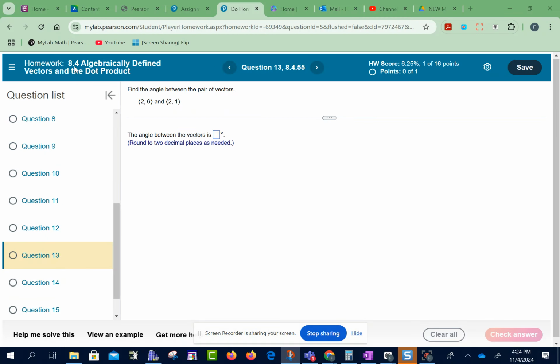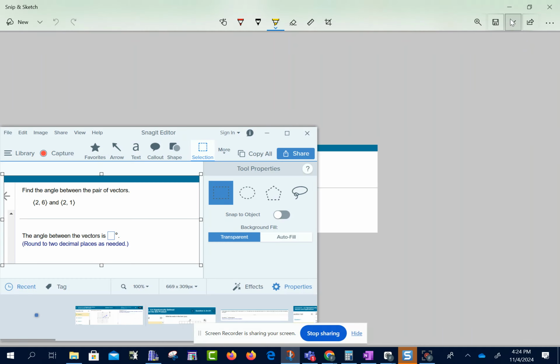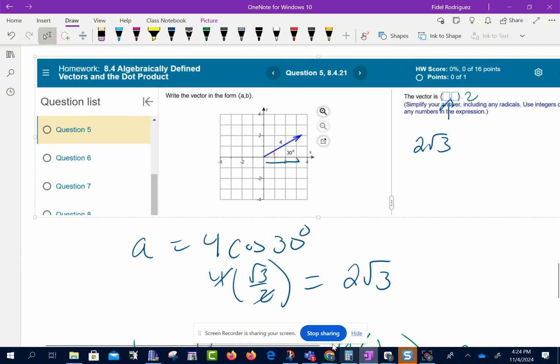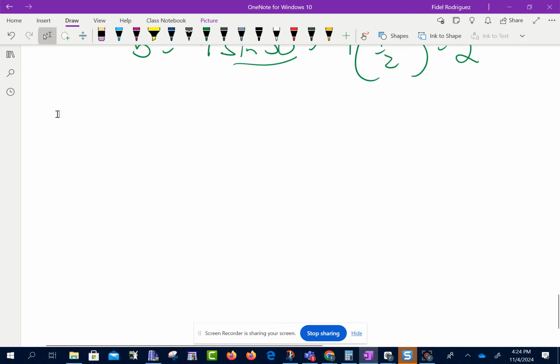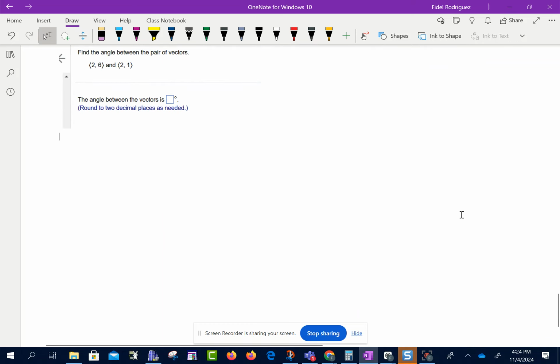So let me again copy this one. This is number 13. Let me copy this here. Let me come back to my OneNote. Let me put it right here, and I'm going to drop it. And we're going to see, can we find the angle between the pair of vectors?